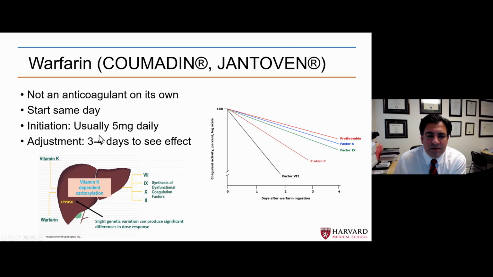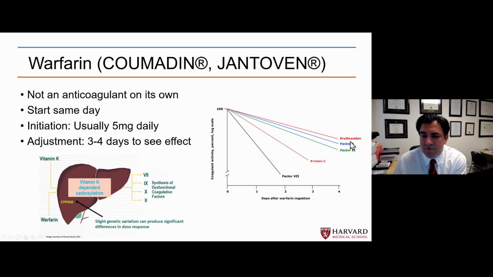And so usually you start at low doses. High doses increase the risk of thrombosis and tissue gangrene. Adjustment generally takes 3 to 4 days to see an effect. When you start at 100% of a factor, within 2 days, factor 7 has dropped down to levels that will cause a prolongation in the INR. The INR is very sensitive to the level of factor 7.